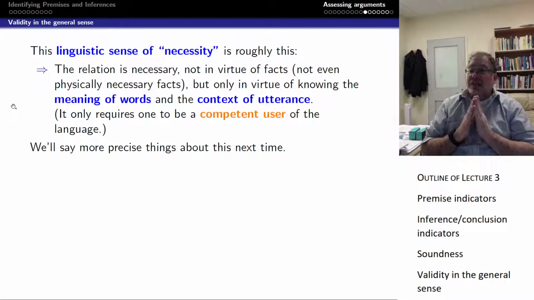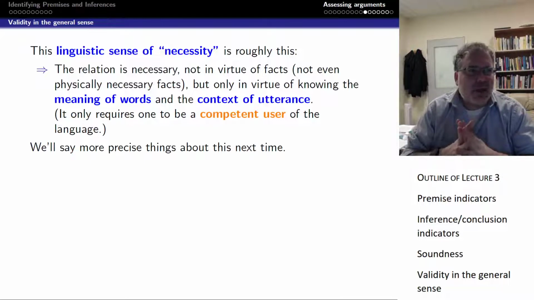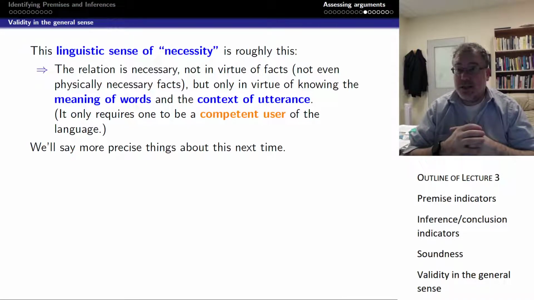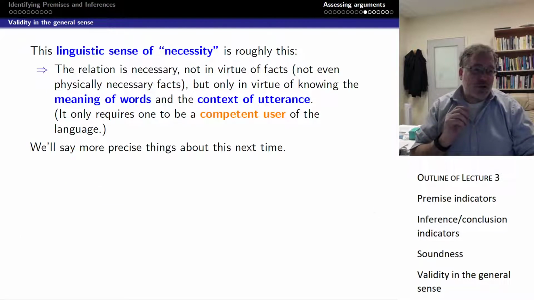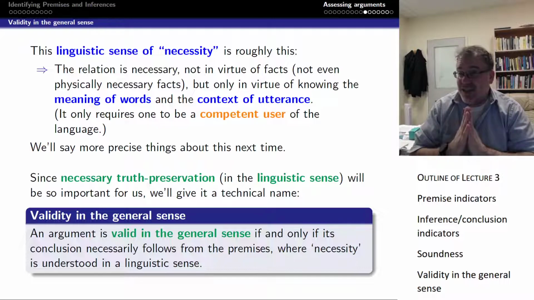So there is much more that ought to be said about how this linguistic sense of necessity works, and we're going to pick up on that next time in lecture 4. For today, I would just like to talk a little bit about the definition of validity.